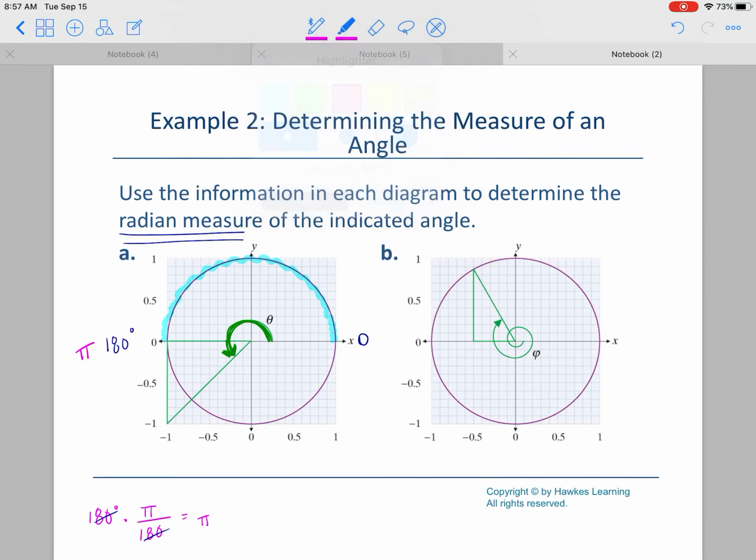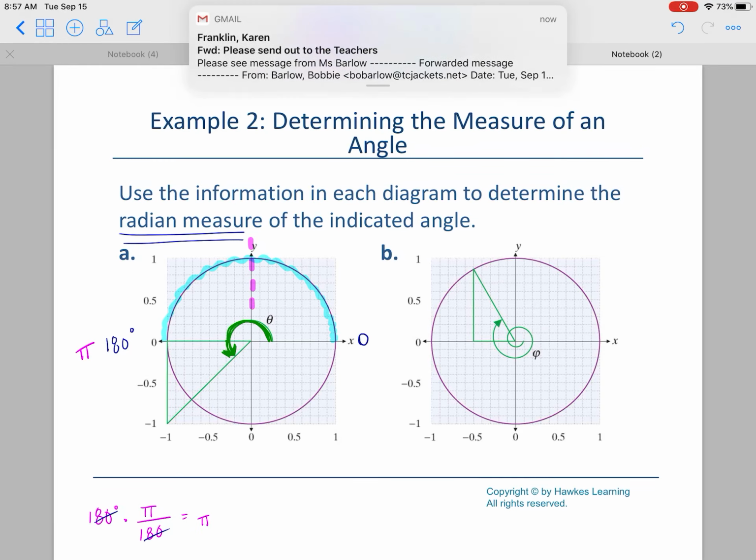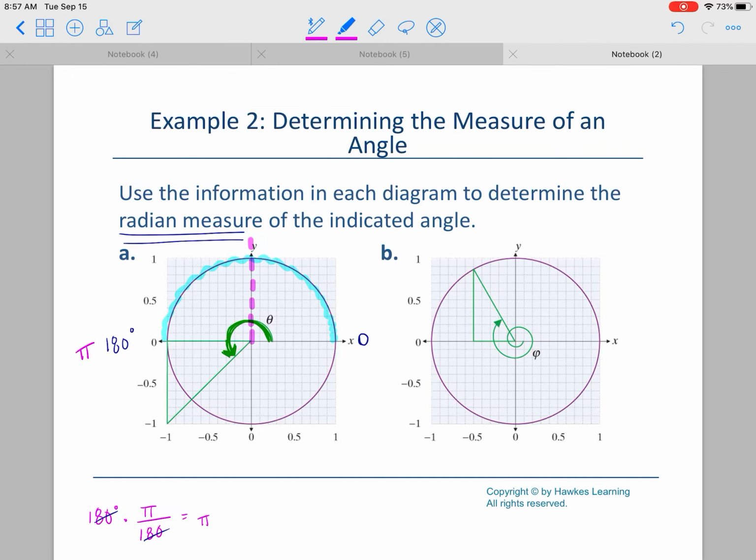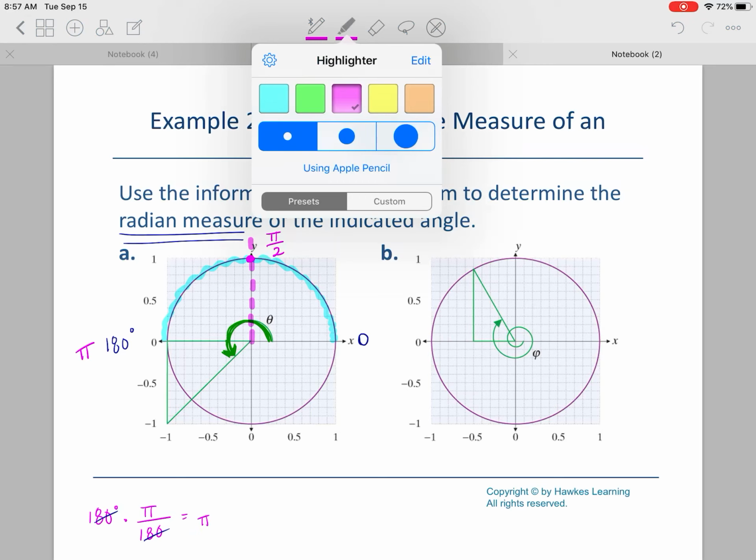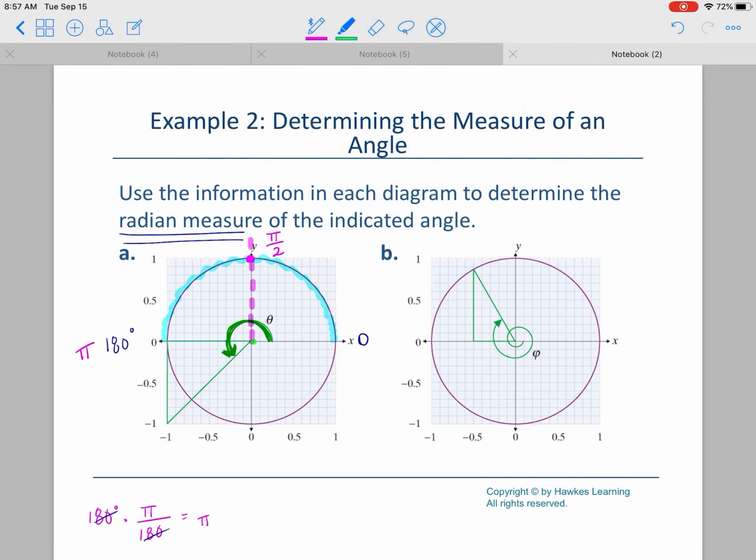Okay. Now, what if I split this between 0 and pi right down the middle? What do you think my radian at this point up here is going to be? If this is pi halfway around my circle, what's halfway? That would be pi over 2. Now, what if I break this thing down even more here in this first quadrant and break this part in half? What's halfway between 0 and 1/2? 1/4. So this would be pi over 4.